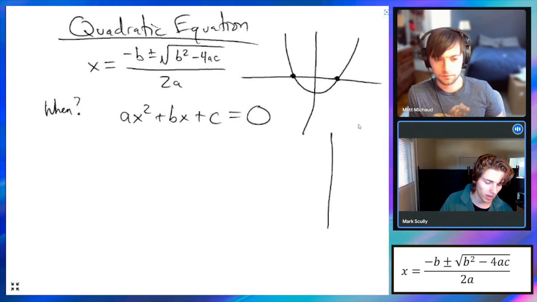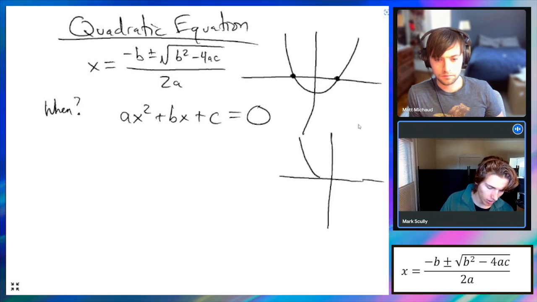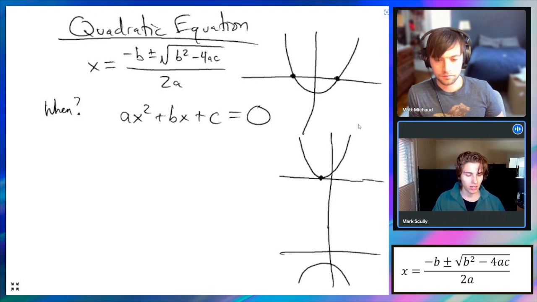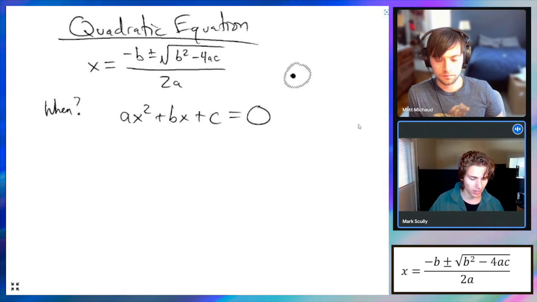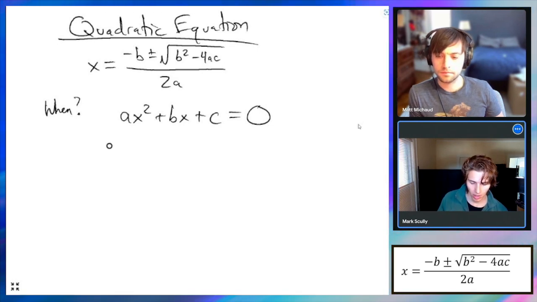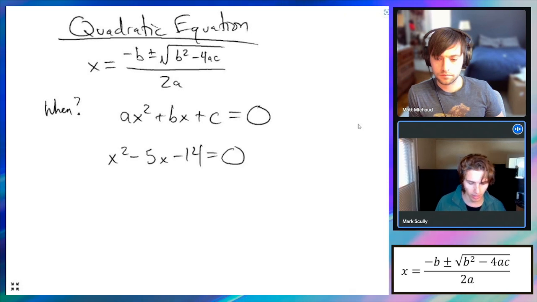It's also, of course, possible that the parabola crosses the x-axis only at 1 point, or that it does not cross the x-axis at all. So we could get 2, 1, or 0 solutions from this equation. And we'll look into that a little bit later with the determinant. Let's do an example problem. We have x squared minus 5x minus 14 equals 0.